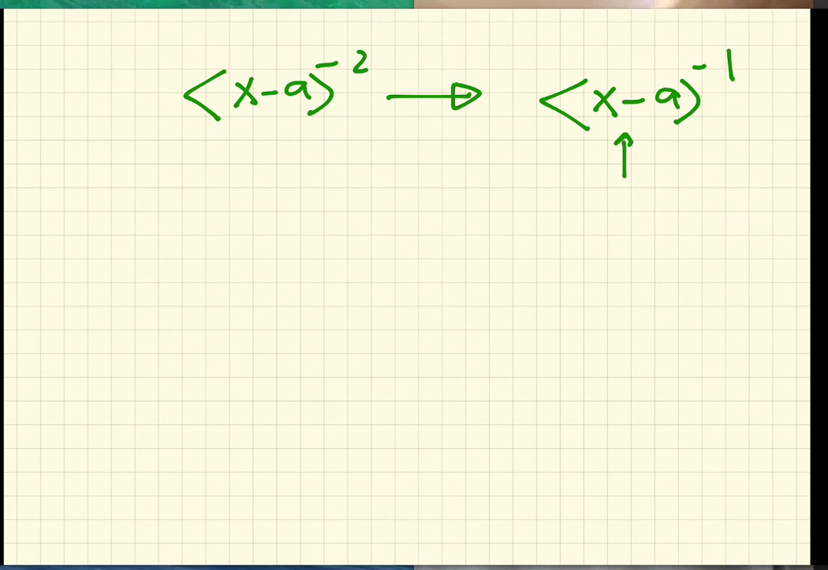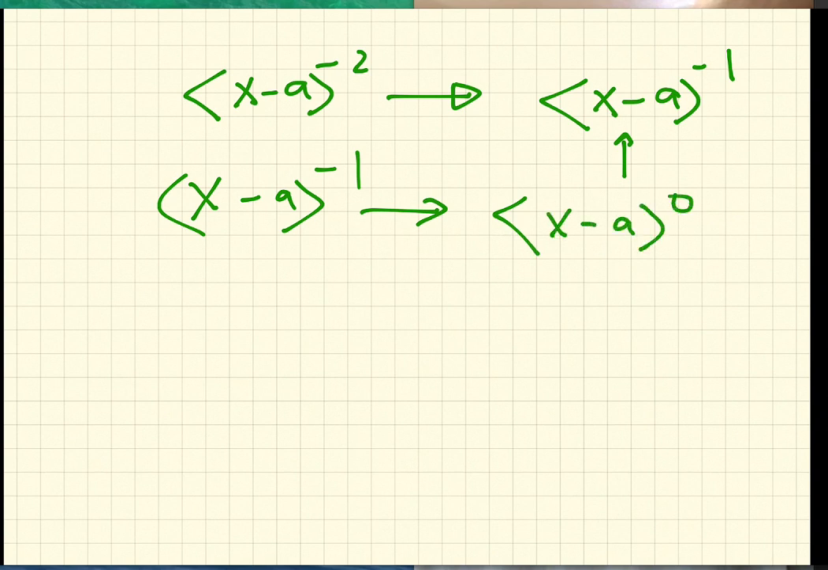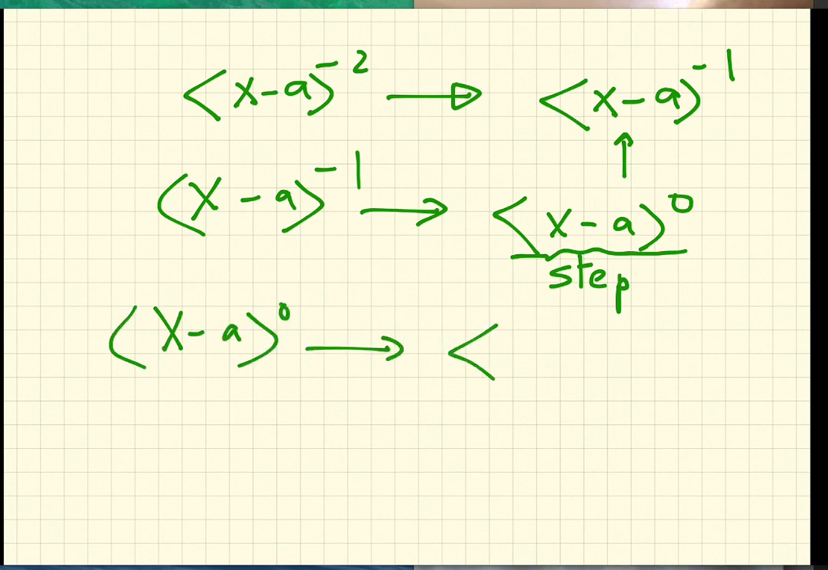If I integrate (x minus a) to the power minus 1, I get (x minus a) to the power 0, and this is a step. So the form that results is a step. If I integrate a step, (x minus a) to the power 0, it gives me (x minus a) to the power 1, and this is a ramp.